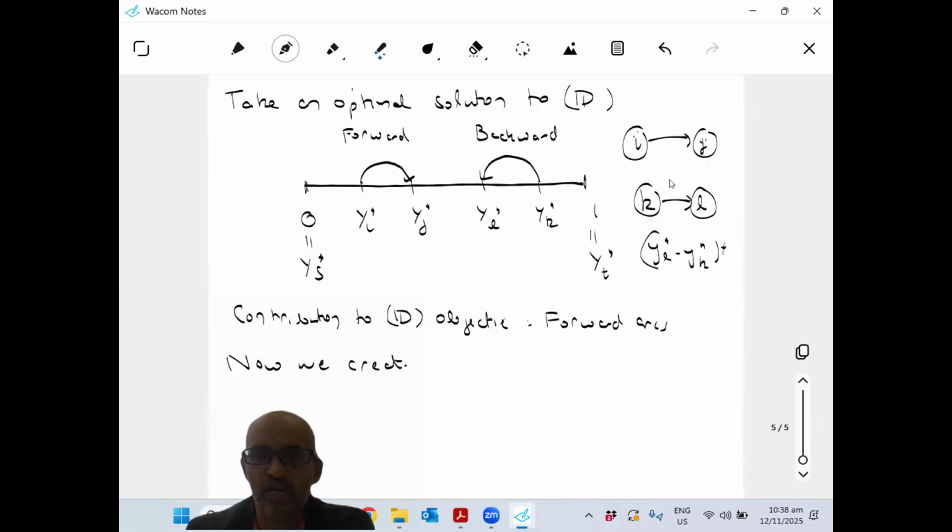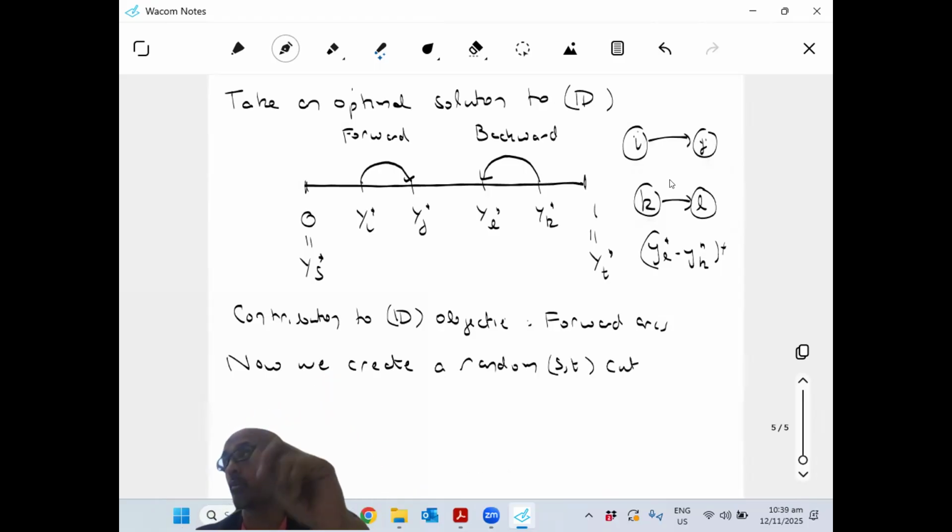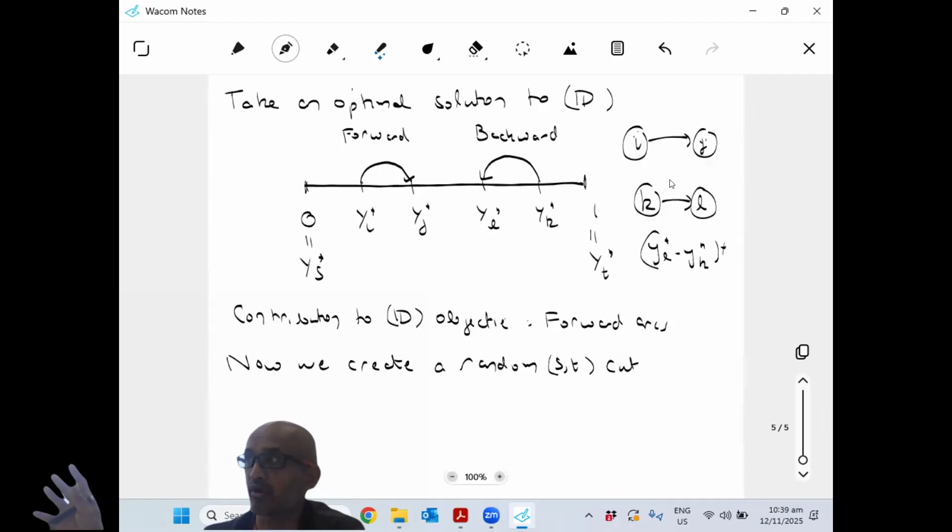But we are going to create a cut in a random manner. Now we are going to create a random ST cut. This is where sometimes probabilistic thinking helps. Sometimes the use of probability is a very useful tool for doing analysis of algorithms. This is a very useful technique in many areas of optimization. I want to show you how to do it in this example. How do we create a random ST cut?